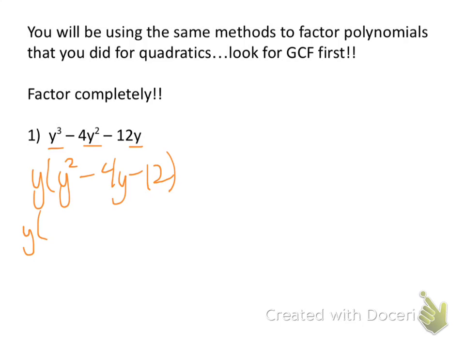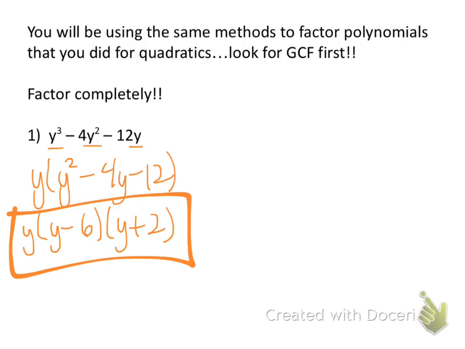And you need to make sure that you keep that first GCF that you factored out. That y is part of that first expression, so make sure that you don't just drop that y that you factored out. And then this will factor as negative 6 times 2 gives us negative 12, and negative 6 plus 2 will give us negative 4. So my factors are y minus 6 and y plus 2.